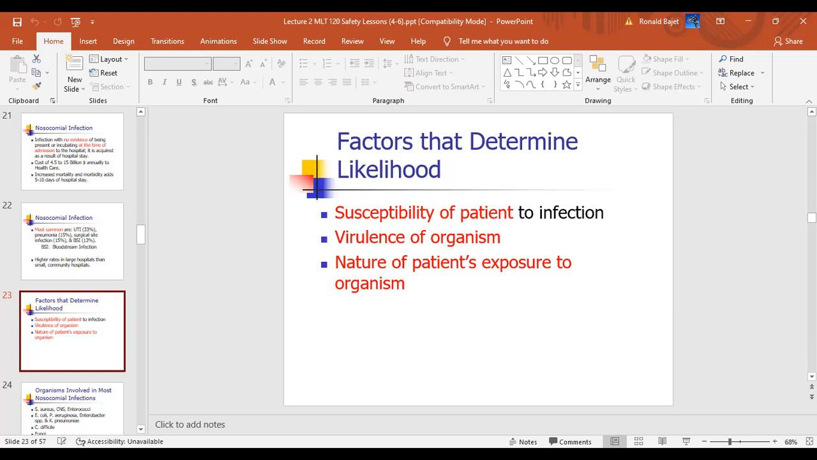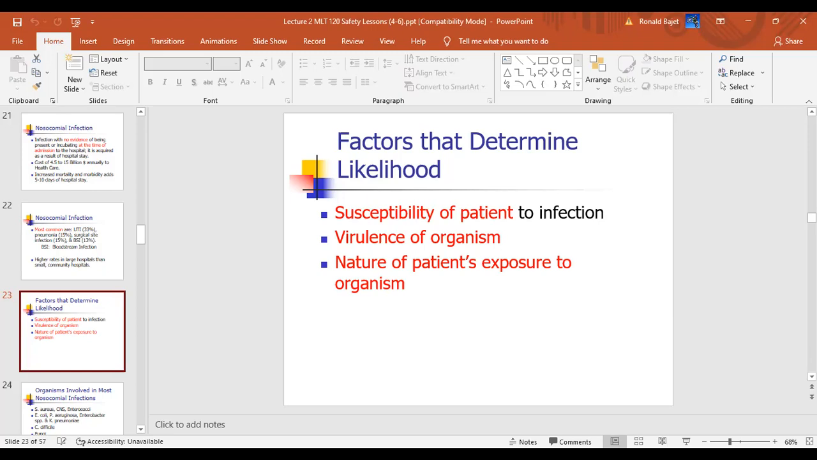The virulence of an organism. What virulence means is, for example, you have regular E. coli in your gut, that's not a problem. But if it becomes virulent, that means it's aggressive. Virulence means the severity of harmfulness, how aggressive the organism is to cause infection. So if you have a virulent organism, then you have a higher likelihood of becoming infected.